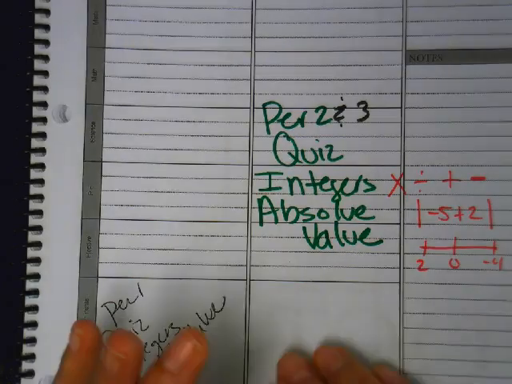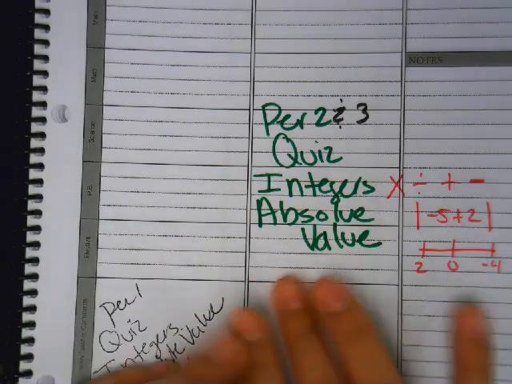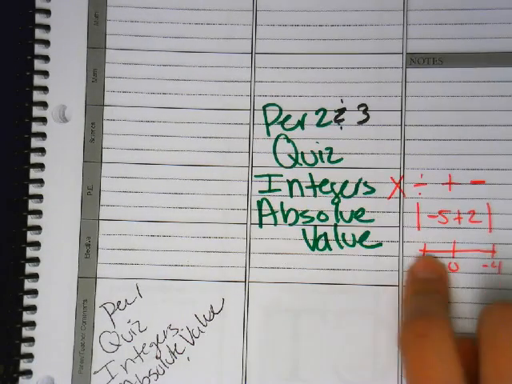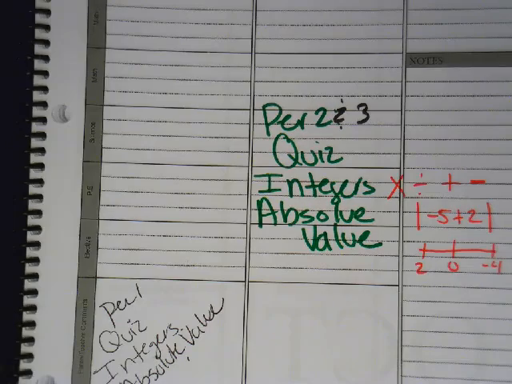So I'm going to work on your quiz, have it ready for Friday. Again, quiz on integers, which is this, and absolute value. We're recording it so you are aware of what's going to be on your quiz, so there's no surprises.